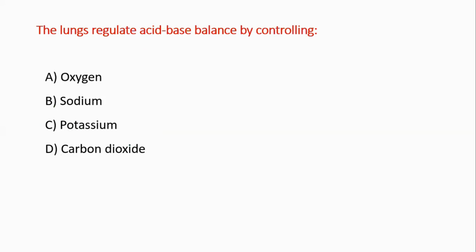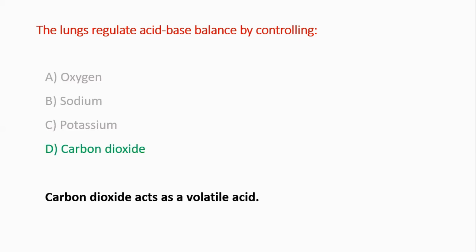The lungs regulate acid-base balance by controlling oxygen, sodium, potassium, or carbon dioxide? The lungs cannot control bicarbonate directly. Instead, they control another molecule that strongly influences blood pH. And the right answer is carbon dioxide. It acts as a volatile acid.